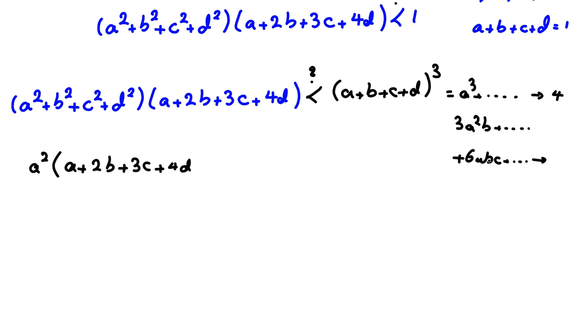It's 6abc, 4 choose 3. 4 times 6, 24. Here it was 64. Here it is what? a squared b. 4 times 3, 12. 12 times 3, 36. 36 plus 4, 40 plus 24, 64. It is a way to check have we considered all terms.